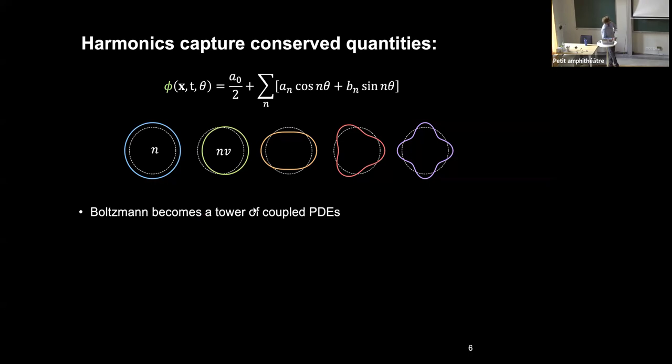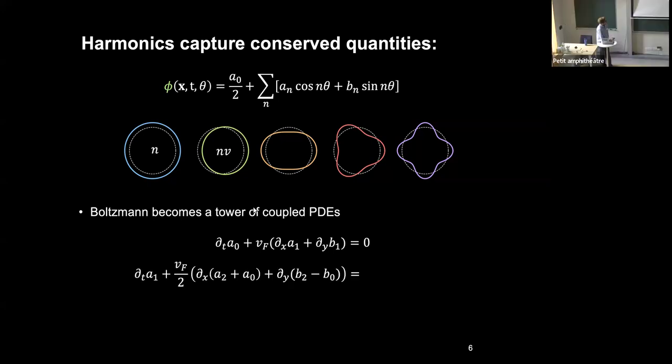And in this case, what we find is that the Boltzmann equation for phi, or for F, if you like, becomes an infinite tower of coupled partial differential equations for these Fourier harmonics. So I'll write out a couple of them and then I'll give up. For the A0 monopole harmonic, it's like the continuity equation, just saying charge is conserved. And then for the one harmonic, this is like the equation of motion for momentum density. So you can think it's kind of like the Navier-Stokes equation.